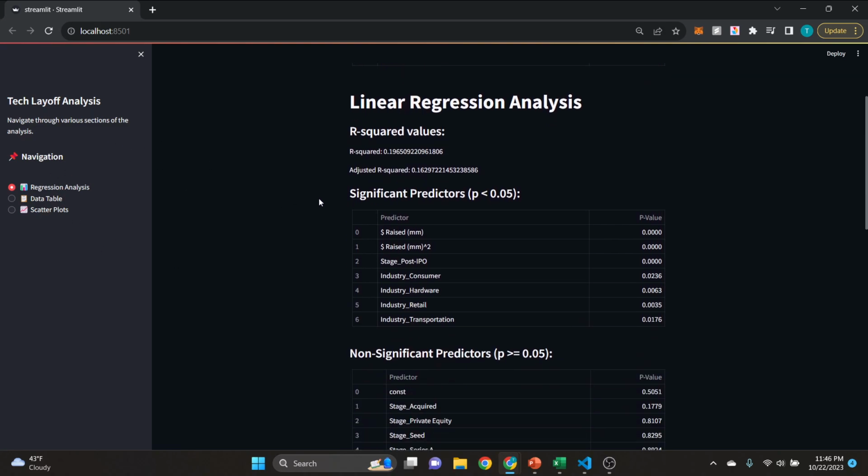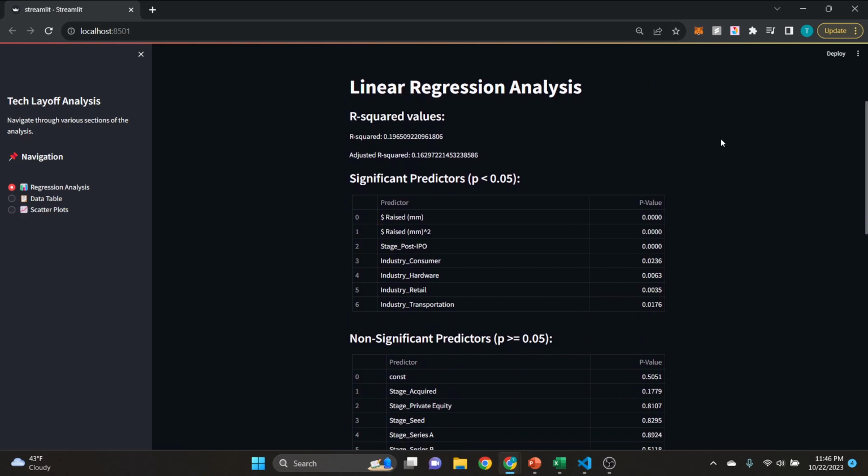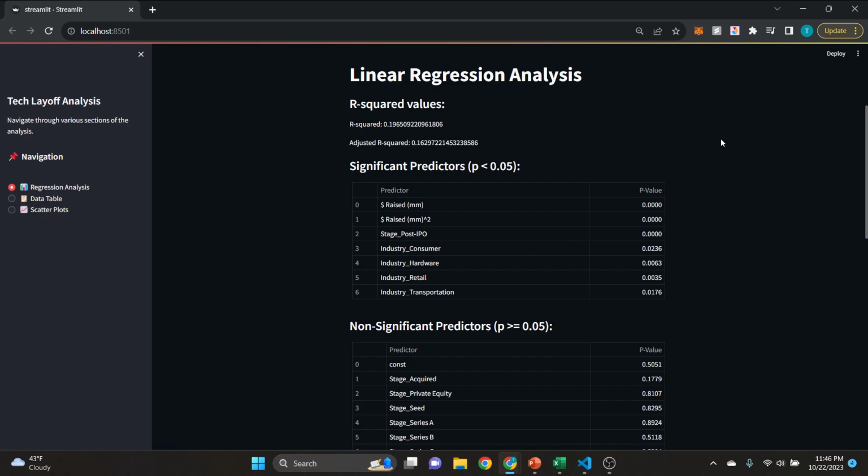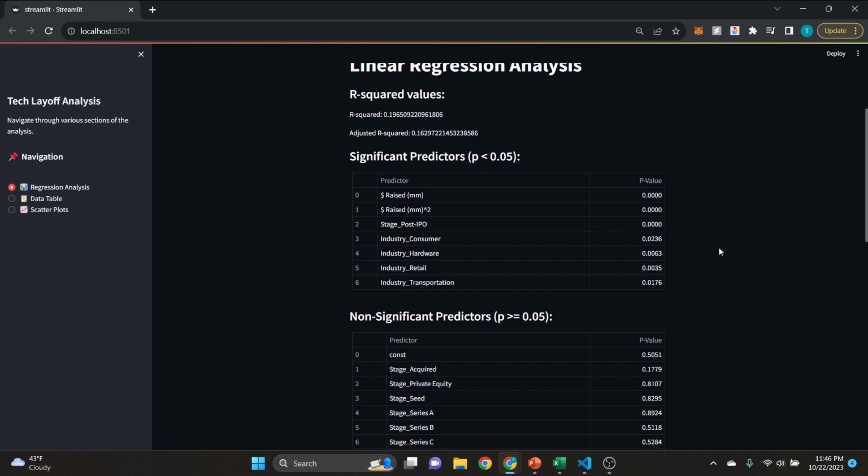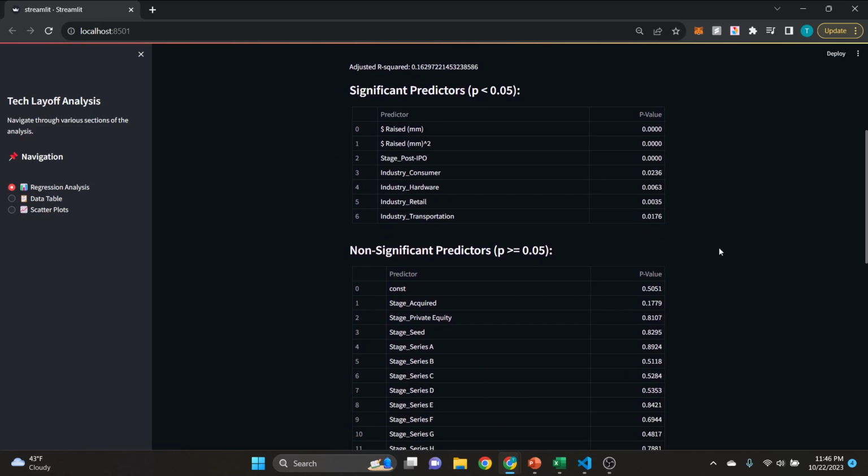So here's my regression analysis. After running the regression, all the variables here that have a p-value below 0.05 are statistically significant, which means they can actually tell how many people are getting laid off. And as you can see, the R squared value is almost 0.2, which I would say is a pretty good improvement compared to the result I had a week ago, which was 0.01. I also used pandas and NumPy to come up with the tables.